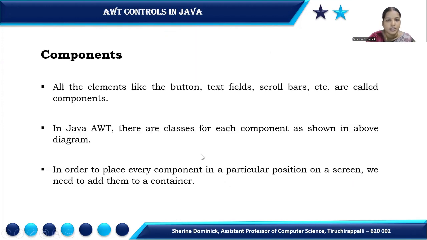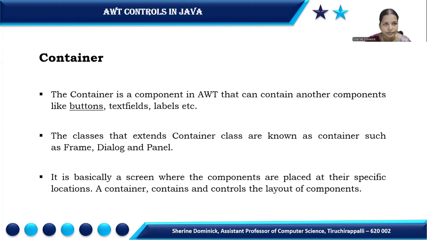In order to place every component in a particular place on the screen, we need to add them to a container. So the first thing that we are going to create is a container. In this container, we are going to place the elements. These elements are going to be our components. Now let's see what a container is. A container is a component in AWT that can contain other components like buttons, text fields, labels, etc.